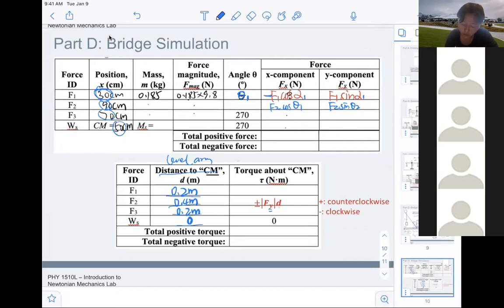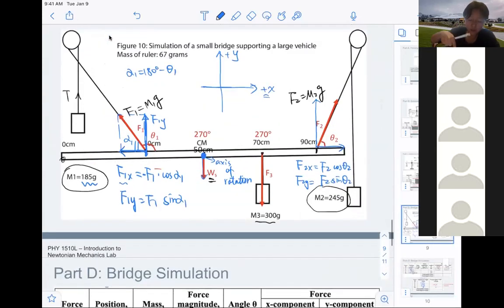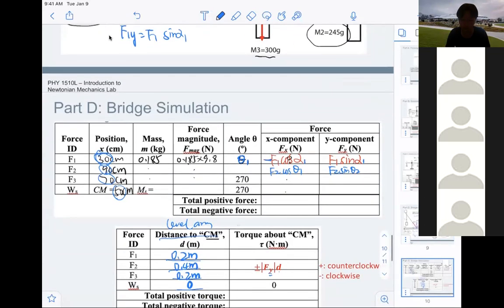You have to keep track of whether that's a plus or minus, whether it's positive, counterclockwise, or negative. So F1 is going to cause a rotation in which direction? Clockwise or counterclockwise? Relative to the center. So this is the center. F1 is pointing this way. They're trying to lift it up and attempt to cause a rotation clockwise, right? So when you calculate this torque, you're going to put a negative sign here.